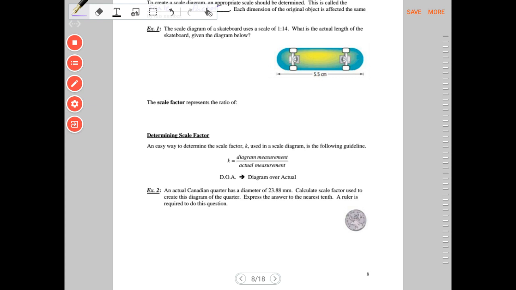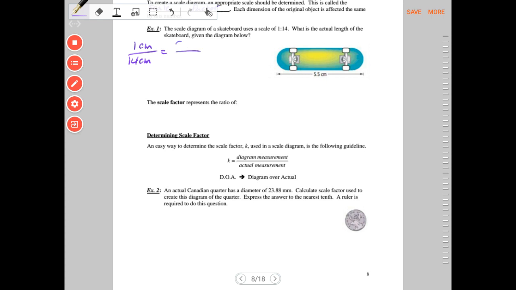A scale diagram of a skateboard uses a scale of 1 to 14. So at 1 to 14, every time we have a ratio, those are in the same units. What is the actual length of the skateboard given the diagram below? So if we have 1 centimeter of picture, that represents 14 centimeters of real life. Again, we're going to assume that the actual skateboard is going to be bigger than 5.5 centimeters.